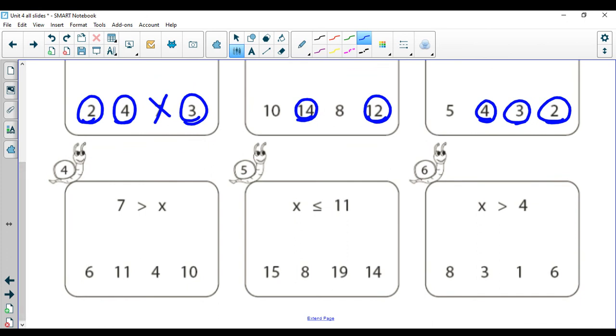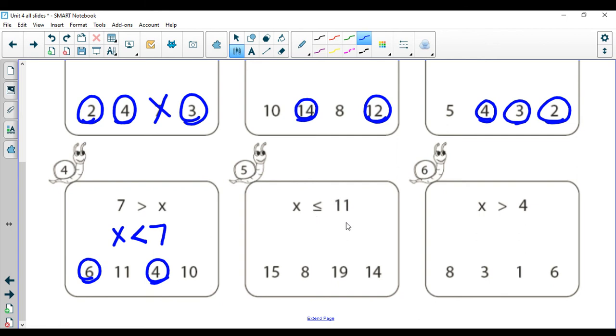In number 4, this is an example where the x has to come first. So we have 7 is greater than x. What we want to do is swap the x and the 7 around, and notice that the arrow is pointing to the x and opening up to the 7. So when I rewrite it, I want to make sure I point to the x and open up to the 7 side. x is less than 7. So which numbers on this list are less than 7? 6 and 4 would work.